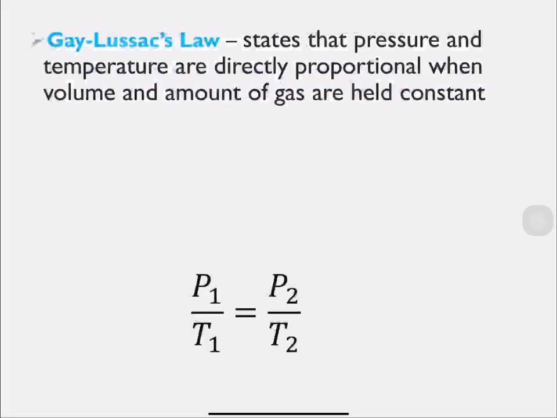Okay, so Gay-Lussac's law states that pressure and temperature are directly proportional. So again, you should have got a graph where your data points looked like a straight line, meaning that they are linear or directly proportional. As one goes up, the other one goes up at the same rate.